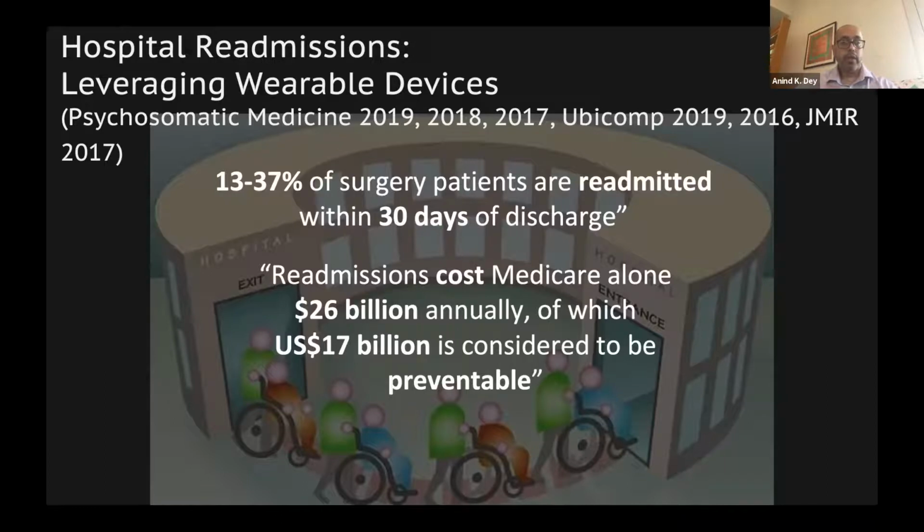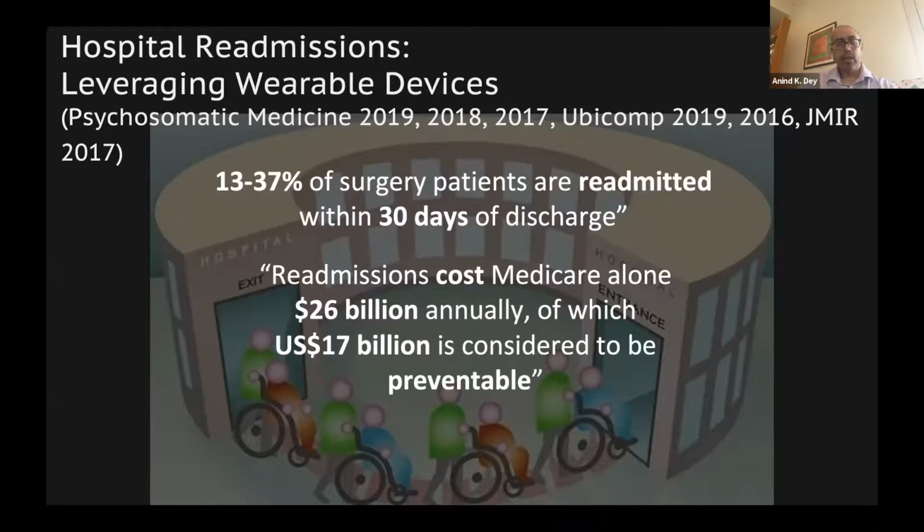You can see here on the screen that 13 to 37%, so about 1/10 to 1/3 of surgery patients, are readmitted within 30 days of discharge. And in the United States, the way the medical reimbursement system works from the federal government, if anyone is readmitted within 30 days of being discharged from the hospital, the hospital system makes less money on those patients. So they have every reason to try and stop patients from being readmitted at all, because that's a burden to the healthcare system, but really to stop them from being readmitted within these initial 30 days after being discharged.